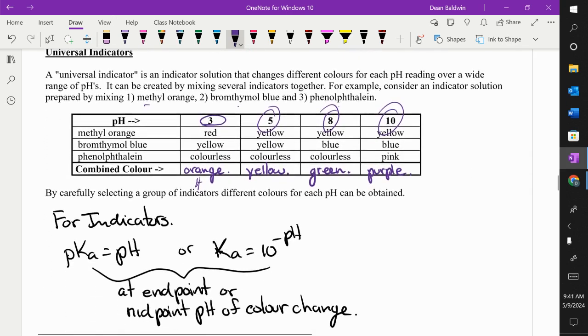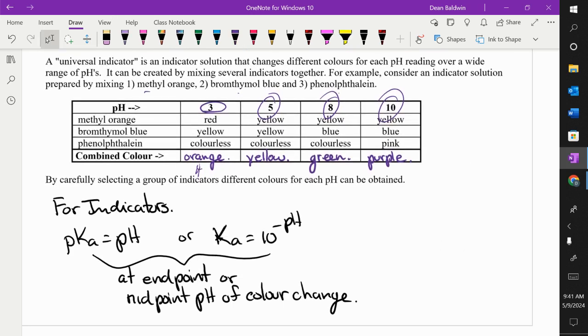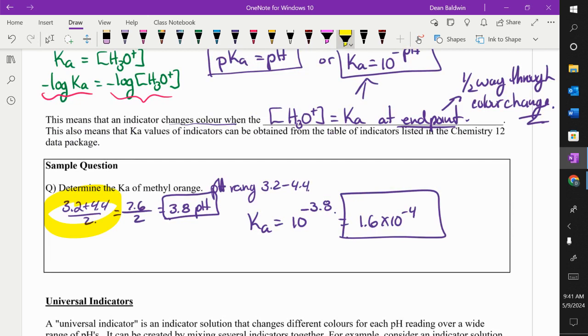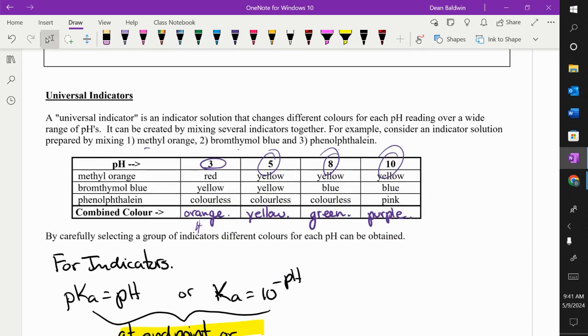So in summary, an indicator is always an organic acid. It's a weak acid, so you get an equilibrium set up. Because it's a weak acid with an equilibrium, you can calculate a Ka. We showed above that for indicators the pKa is equal to the pH, or the one we usually use, Ka is 10 to the negative pH. This is at the endpoint or midpoint of the color change. So you add the range together and divide by 2, and that gives you the halfway point of the color change. Then you can calculate your Ka and answer any questions that are necessary.